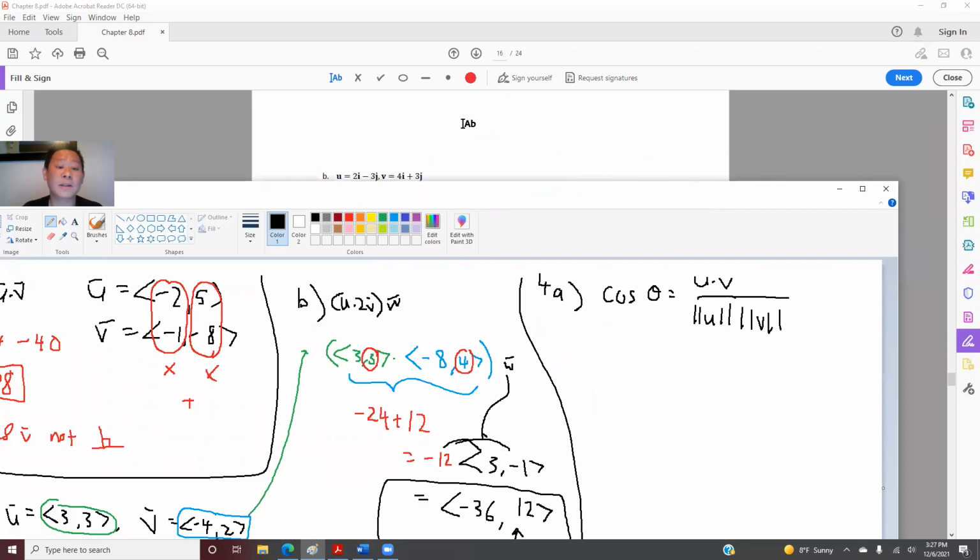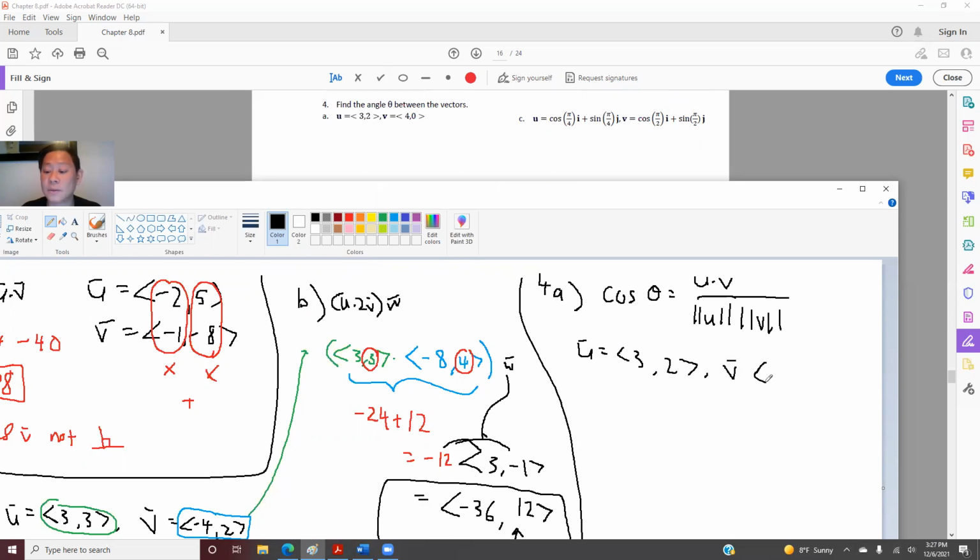And the question here is given by U in this case is 3,2. And V in this case is 4,0. So what do we do here, class? First you do the dot. So we have to dot the U dot V first. So you take 3 times 4, which is 12, plus 2 times 0 is 0. So this is 12. Okay, so we found out this number is 12.